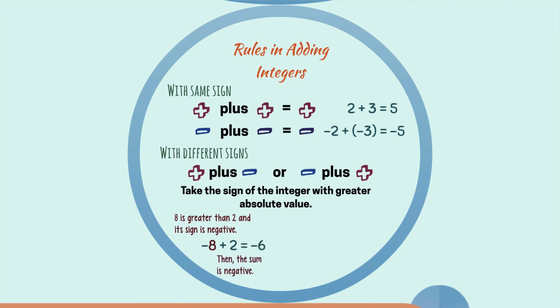Let's have one last example. What is -2 plus 8? You see, 8 is greater than 2, and its sign is positive. Notice that we use the same numbers, but we interchange the signs. So the sum is also the same number, but the sign is different. Then the sum is positive. -2 plus 8 is 6.